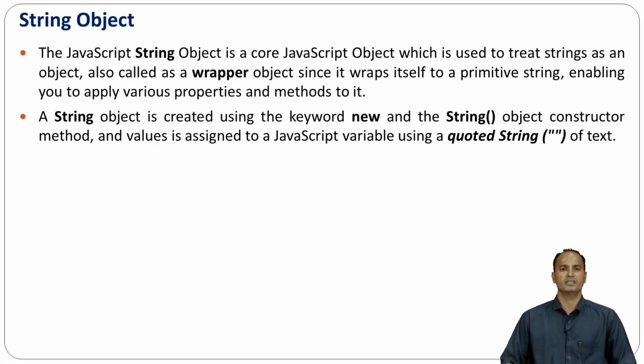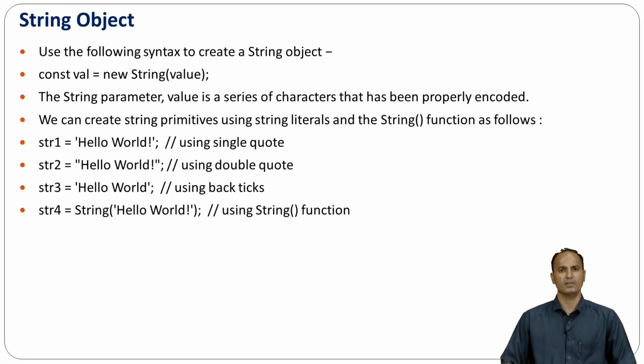A string object is created using the keyword new and the String function, or we can say the object constructor method, and a value is assigned to a JavaScript variable using a quoted string or double-quoted text. Let us see how we create a string object. Use the following syntax: variable name is equal to new String. Here we are using the new keyword to create a string object. The string parameter value is a series of characters that has been properly enclosed. Then we can create a string primitive using string literals and the String function as follows.